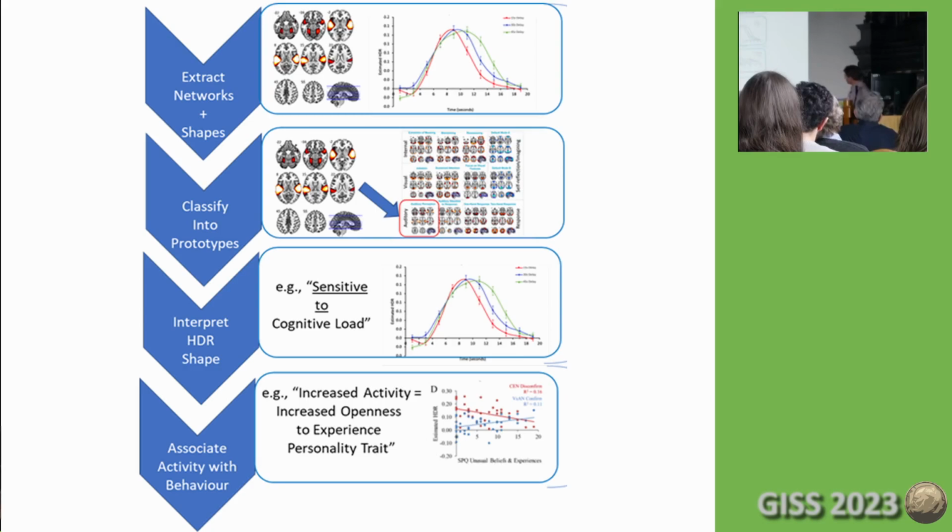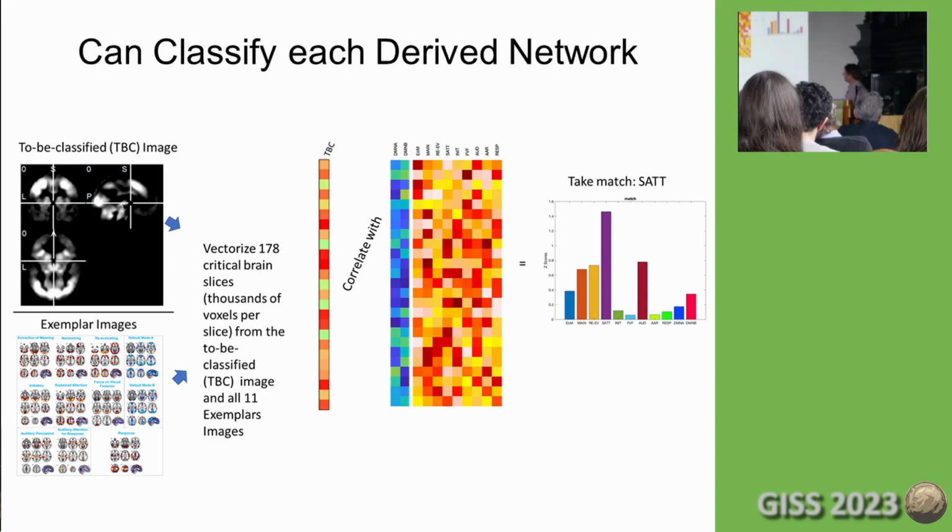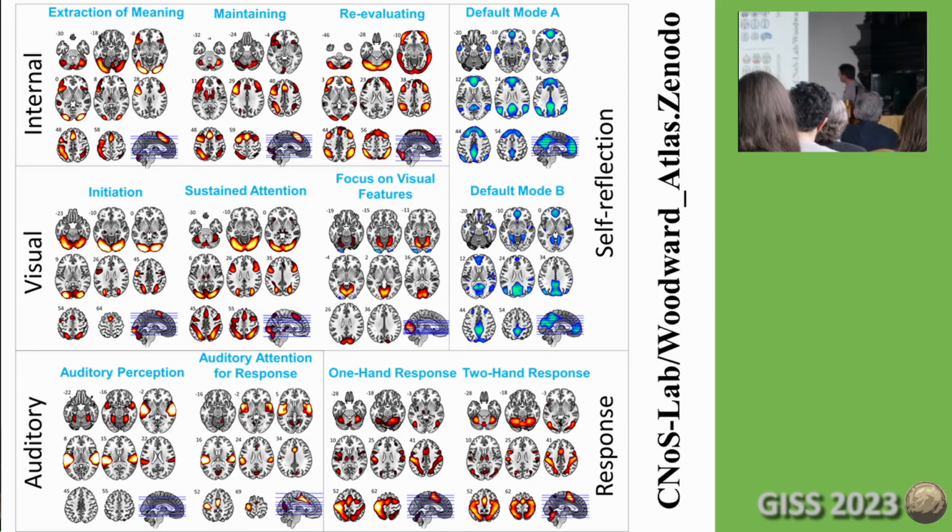And then the last step here involves interpreting the hemodynamic response shape and then correlating with behavior. I mean, you have to come up with individual differences and try to correlate them with behavior, but I won't have time to talk about that. This is what I just explained about how we classify the networks. We just vectorize that and correlate it with the templates. So here are the templates. Look at the correlations and take the top one. Sometimes they get mixed together, but typically we have good examples of the networks.